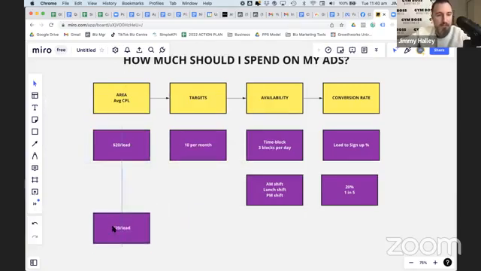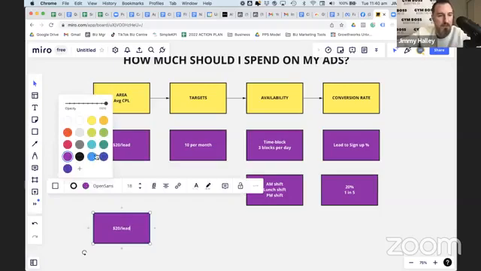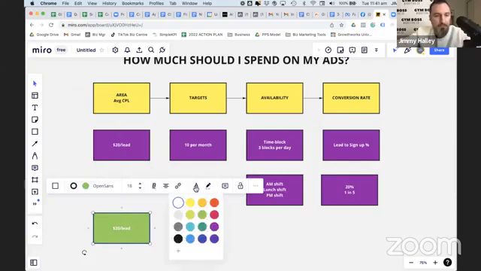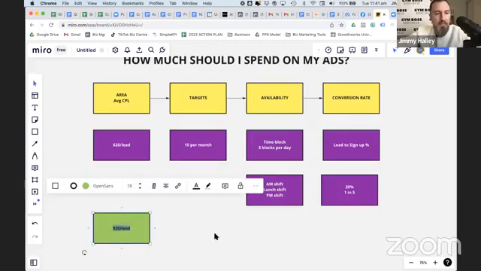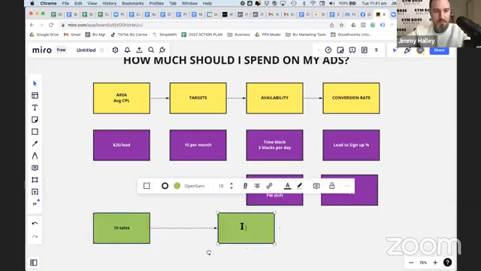Now the next part to this, let's make this a different color so it stands out. Let's make this blue, maybe green for money, so it pops a bit more. Cool, $20 a lead. Basically, you just go, okay, I need 10 sales, and that's going to be over here, I need 50 leads.